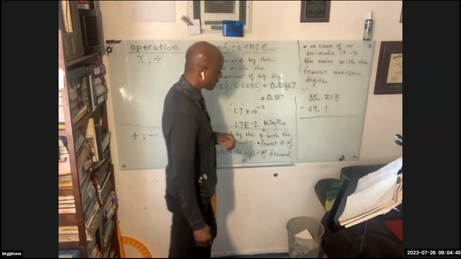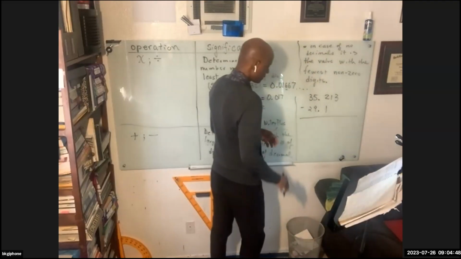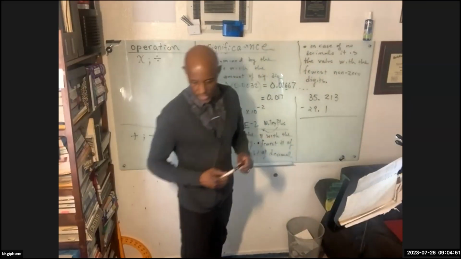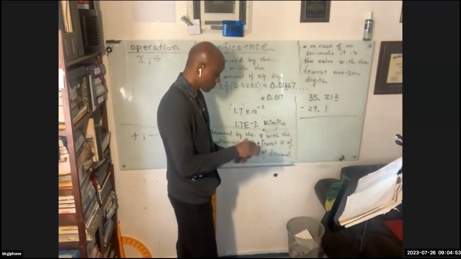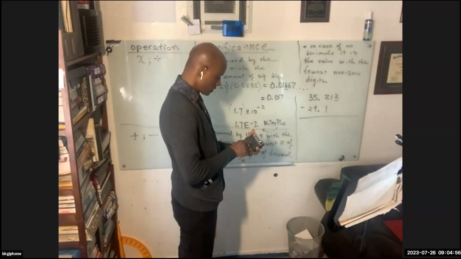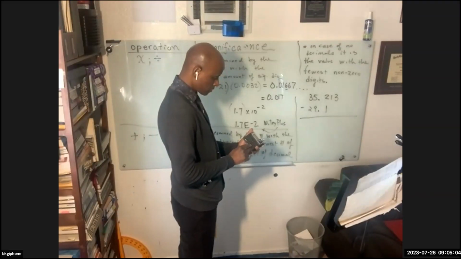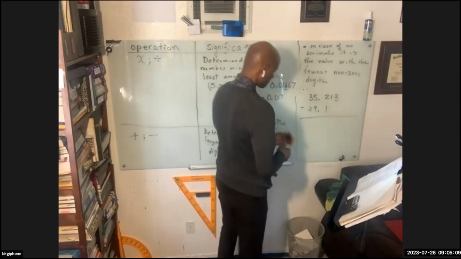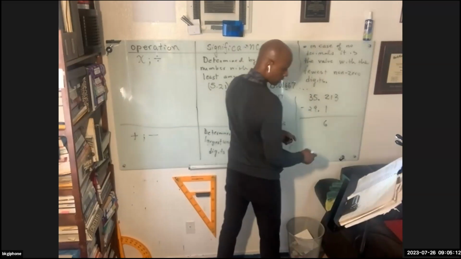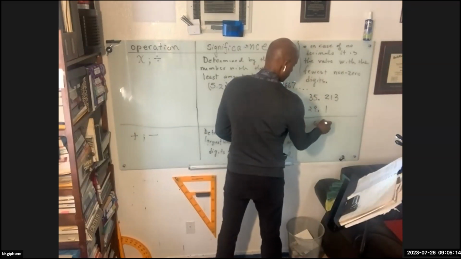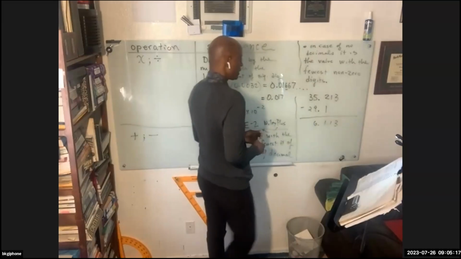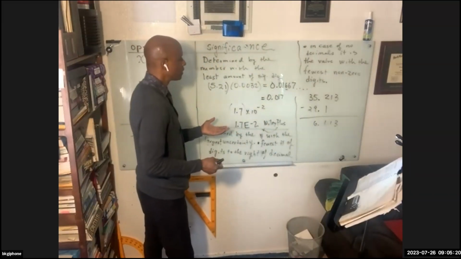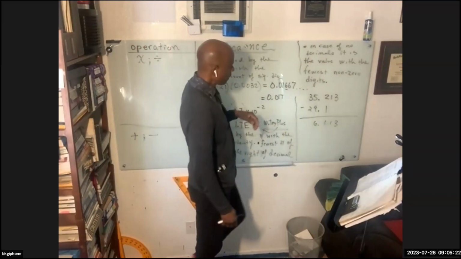So you're going to get something like, on a calculator, would that be like 6.113 or something? Let's see, make sure. Yeah, 6.113. So again, it's the same logic.